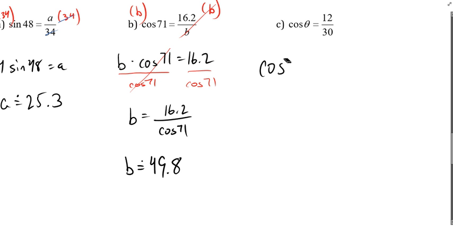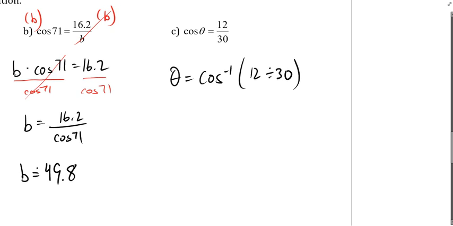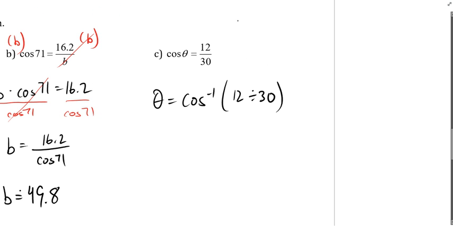Cos -1. You see that on your calculator? So in this case, theta equals second function cos of 12 divided by 30. That's what I type into my calculator. I'll help you in a minute. So we hit shift or second function and then cos to solve for an angle.